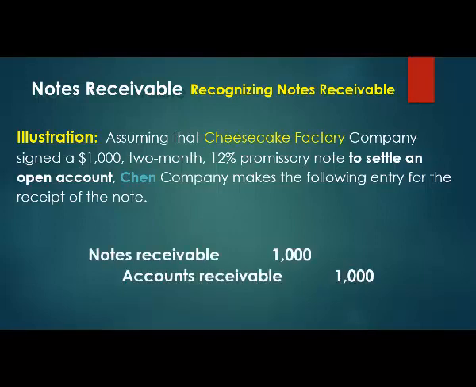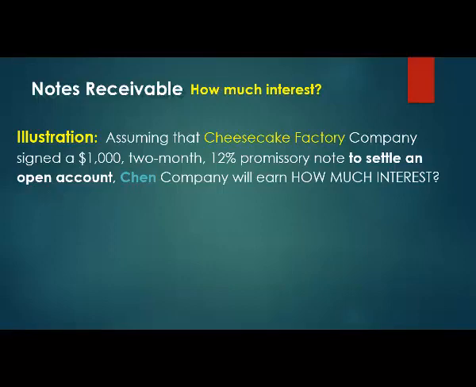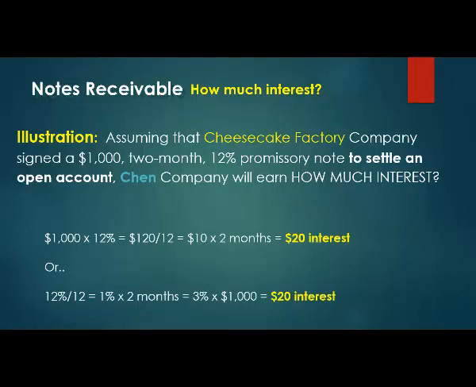So step 1 is to convert the accounts receivable to notes receivable. We debit notes receivable and we credit accounts receivable, getting rid of the accounts receivable. How much interest will Cheesecake owe? Well, do the math. 1,000 times 12% is $120 a year, divided by 12, multiplied by 2 months, and you get $20 of interest. So when Cheesecake pays the final note, they'll pay $1,000 plus the $20.